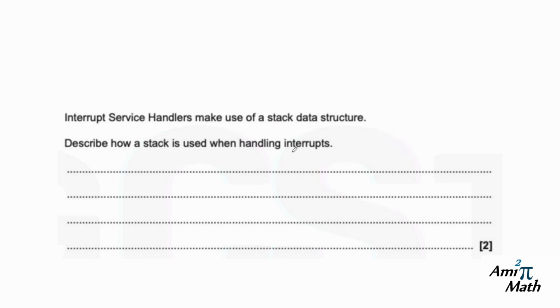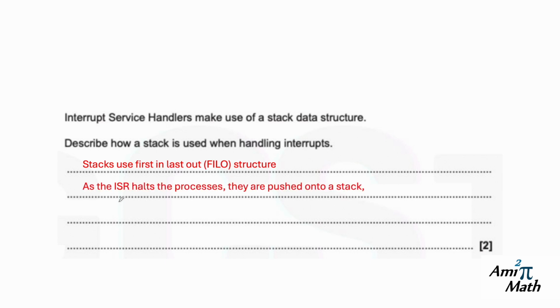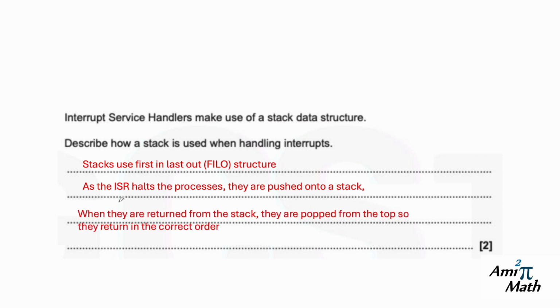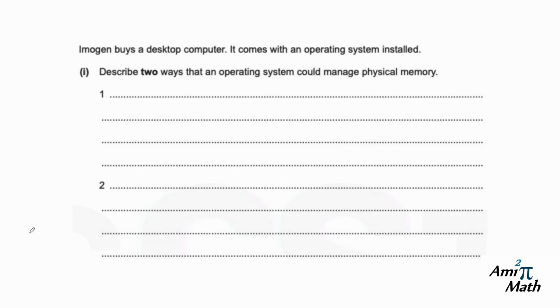Interrupt service handlers make use of a stack data structure. Describe how a stack is used when handling interrupts. So stacks use a first in, last out structure, and when you have an interrupt, it stops all the processes currently running and they're all pushed onto a stack, they need to be returned from the stack in the correct order.